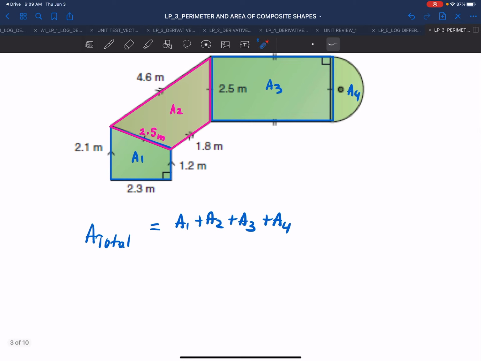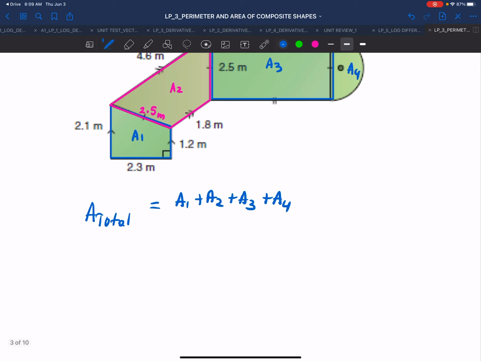So, there are two options. One option is by substituting each area into the total area and then simplifying the equation and finding the area, or you can work on them one at a time. I'm going to work on each area one at a time here on the side.